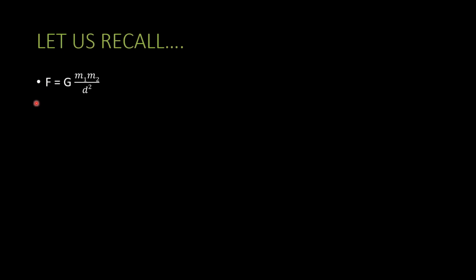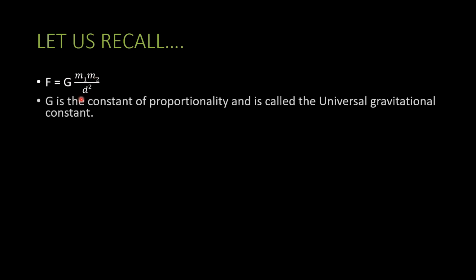We have learned that the force F is equal to G m1 m2 upon d square, where G is the universal gravitational constant, m1 and m2 are the masses of any two objects, and d is the distance between them. G is the constant of proportionality and is called the universal gravitational constant. The unit of G, we have solved it to be Newton meter square per kilogram square.